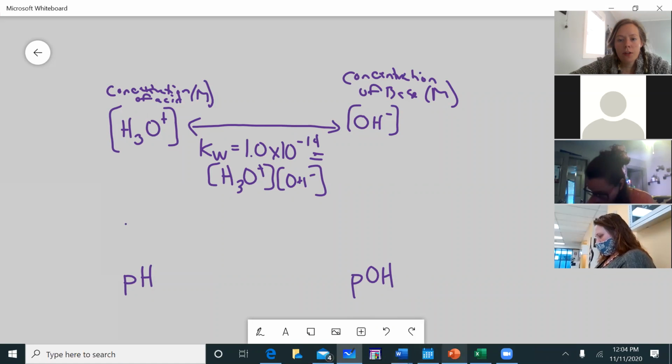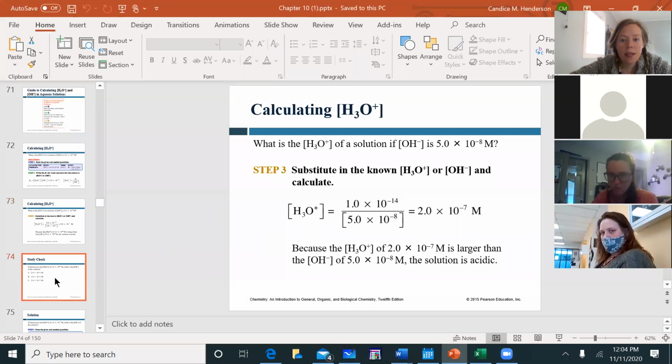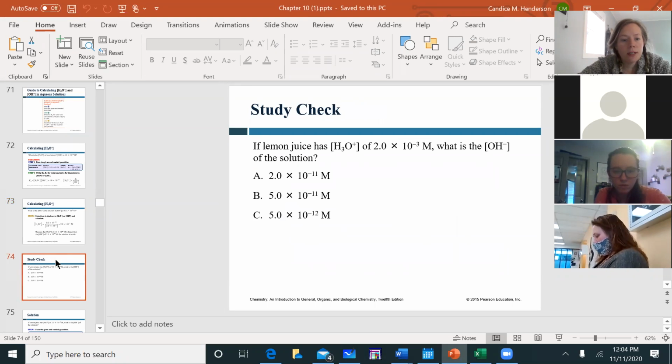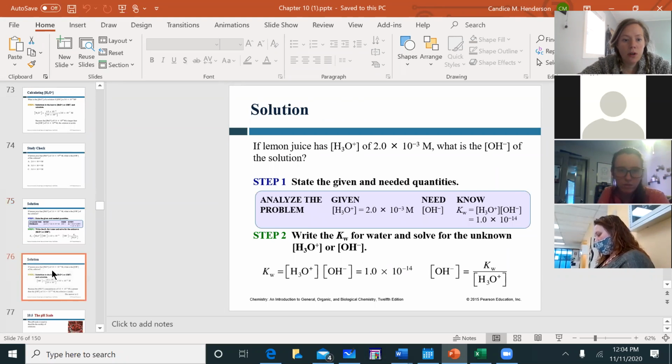Let's look further into the slides. We can fill in some of these other things. Now here it gives us some more examples. You can always go through those on your own.